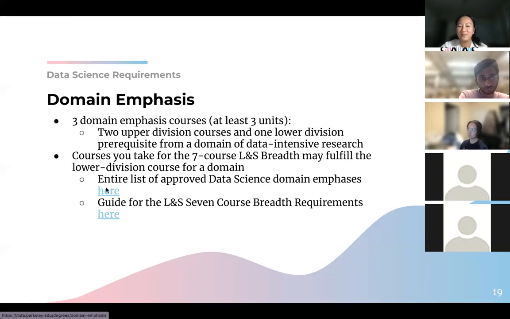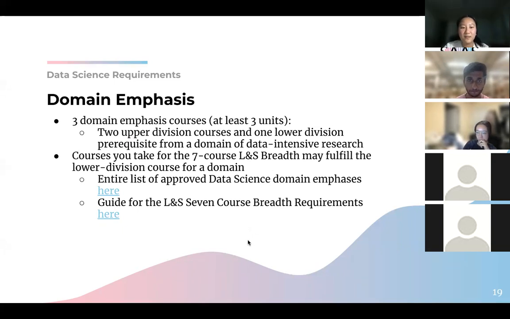And so, we've linked some lists for domain emphases that are currently approved, and they're adding more all the time, actually. I think they've added at least 3 since the time that I declared data. We've also linked a guide for the 7 course breadth requirement for LNS if you're in LNS.